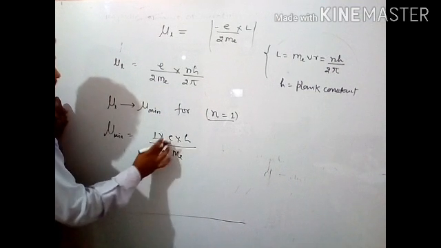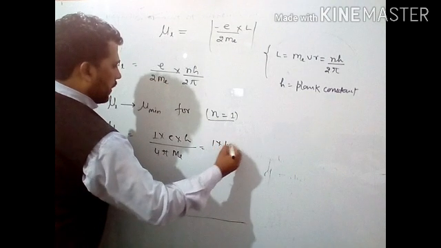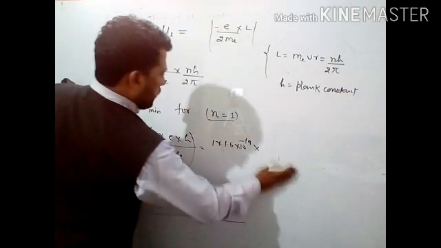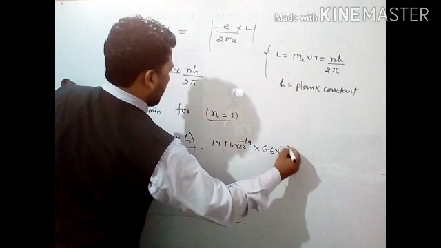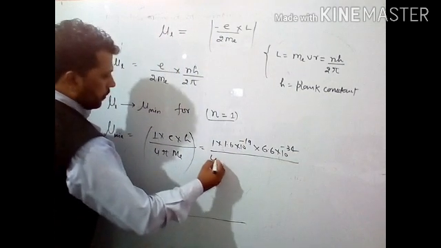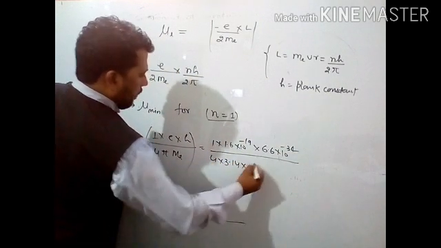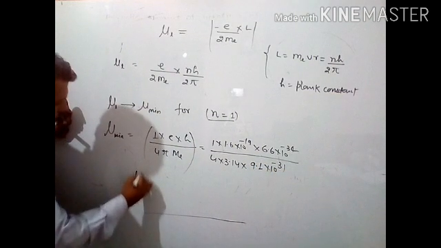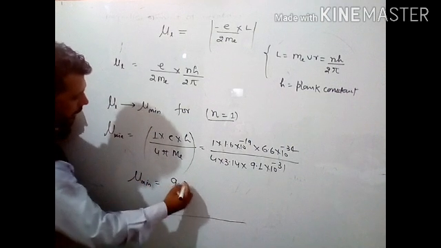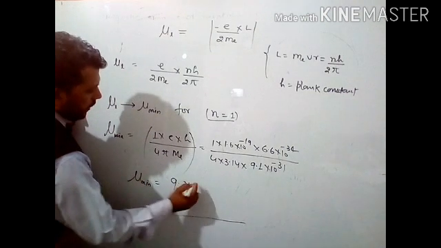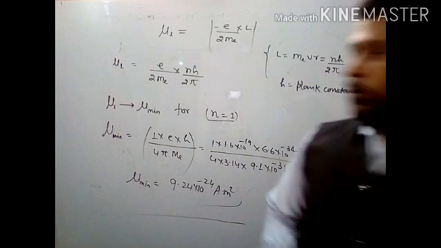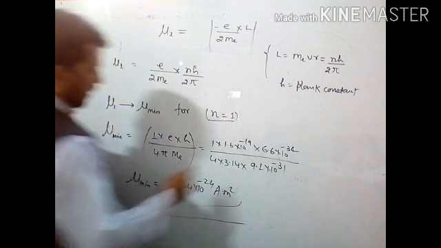You know all the values here: e is 1.6 into 10 power minus 19, h is equal to 6.6 into 10 power minus 34 joule second, 4 into pi 3.14, and mass of electron 9.1 into 10 power minus 31. After solving, the value of mu minimum is equal to 9.24 into 10 power minus 24 ampere meter square. This is the value of the magnetic moment, whose unit is ampere meter square.